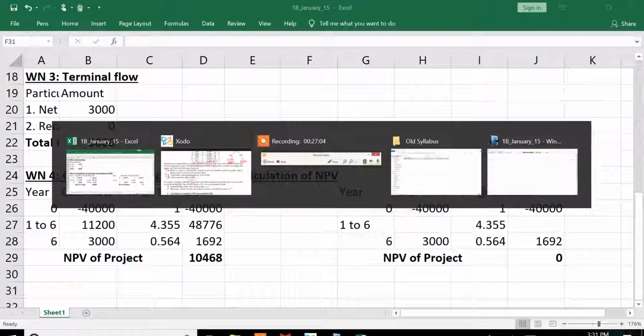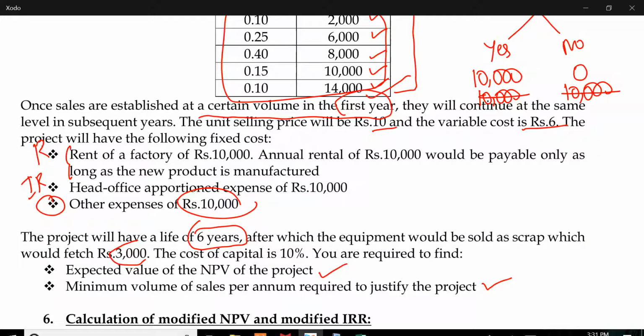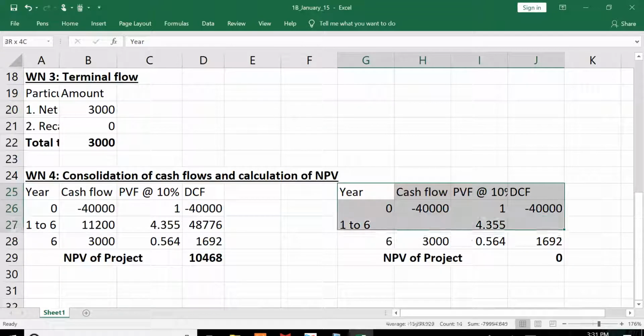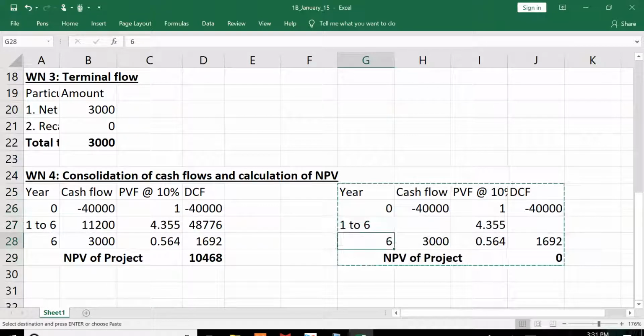Next working note, calculation of minimum volume to justify the project. First let's recreate this table: year, cash flow, PV of DCF. Let's recreate. Write first few points.